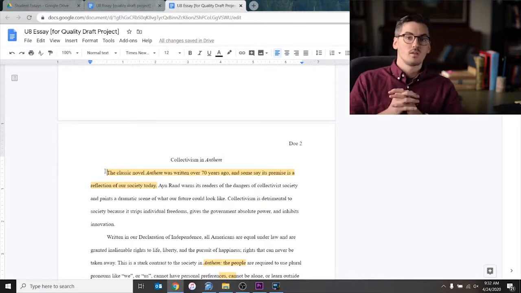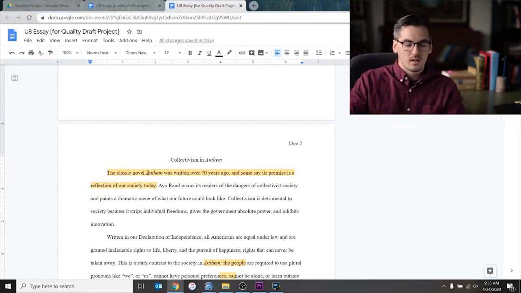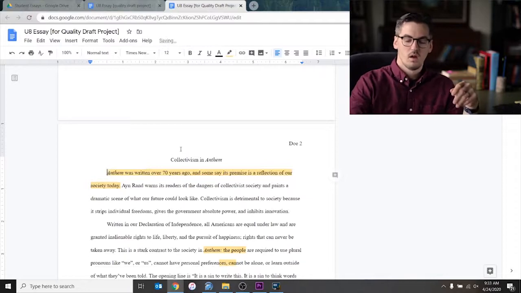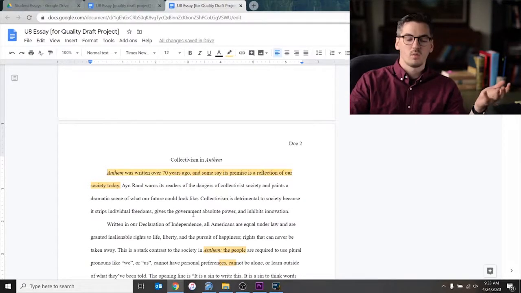So one of the ways that you can eliminate words is to recognize who your audience is. In my class, we're reading Anthem, and so you can take a certain amount of liberties in assuming what your readers will know, in this case, your teacher. Your teacher knows that you're reading Anthem. Your teacher knows about Anthem. So there's no reason to say the classic novel Anthem. Just say Anthem, because we're already in a conversation about the book. So just simply say Anthem was written over 70 years ago.